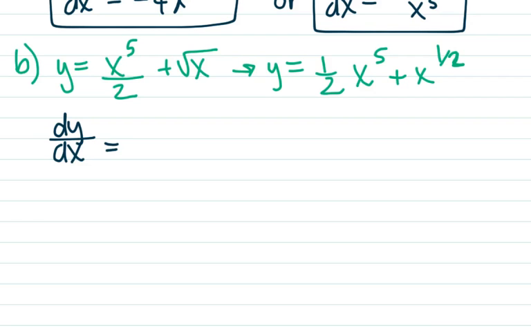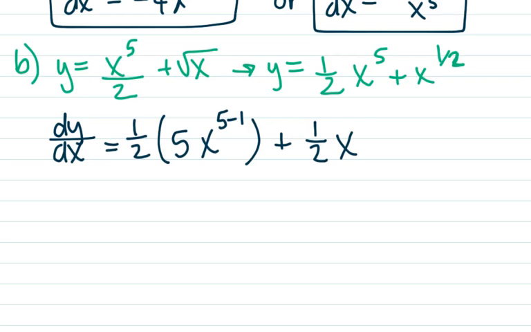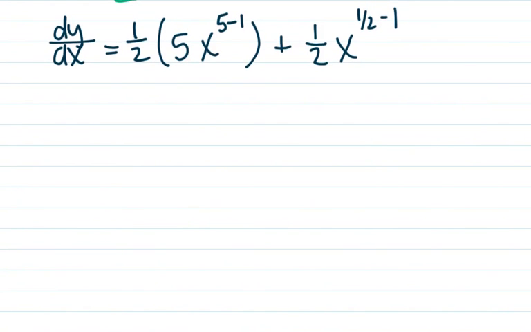Okay, so for the first part, we're going to use that constant multiple rule here because the 1/2 is out front. So I'm going to leave it out front and now derive the actual x to the 5th. For that one, the 5 would come down front and multiply by x to the 5 minus 1. And now for the x to the 1/2, the 1/2 would come down front and multiply by x to the 1/2 minus 1. And you don't have to write this minus 1 step. Once you get good with these, you can pretty much just go straight for that next answer.